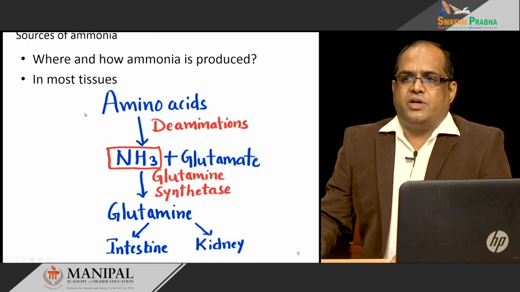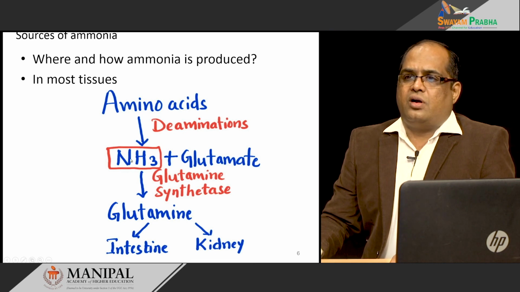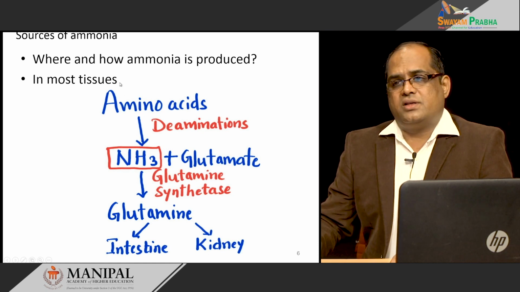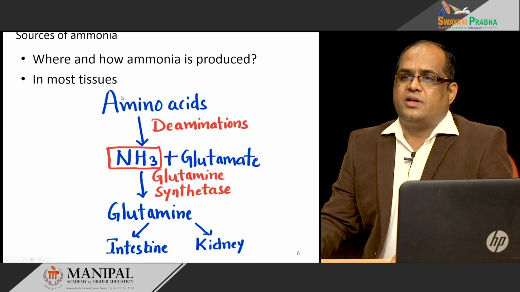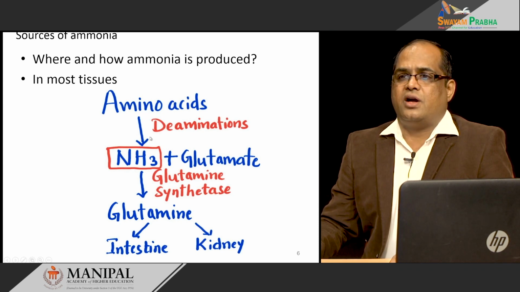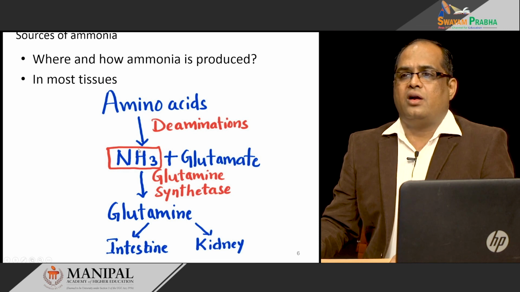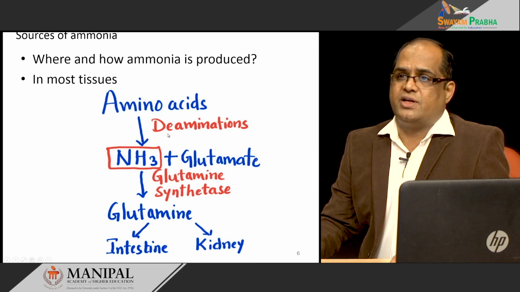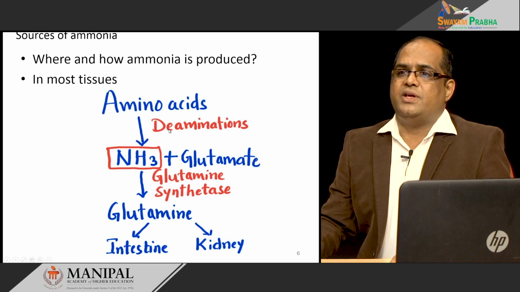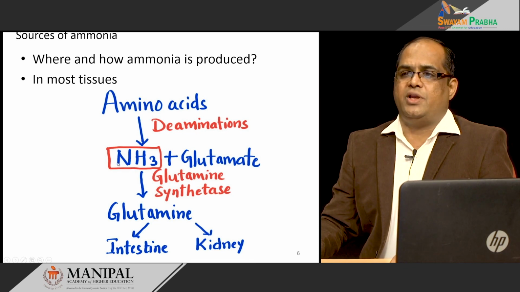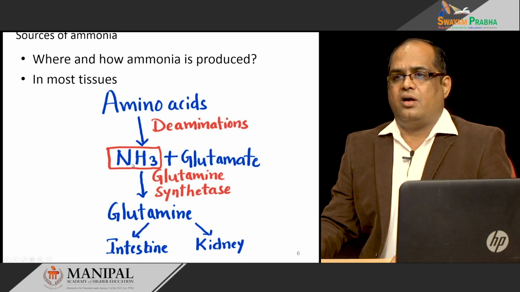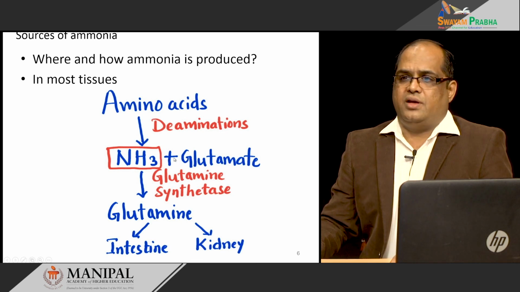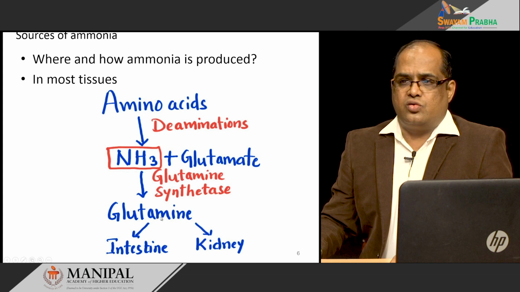Now, we will see in most of the tissues how ammonia is produced. In most of the tissues, including skeletal muscles, whenever there are amino acids, the first thing the body does is remove that amino group in the form of ammonia. When you remove the amino group, those reactions are called deaminations. Deamination means removal of the amino group. In most tissues, the free amino group is removed in the form of ammonia, and that is taken up by glutamate to convert into glutamine.